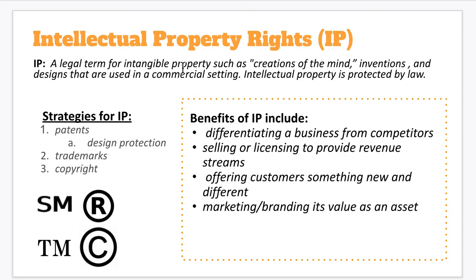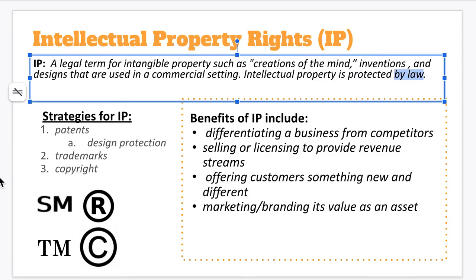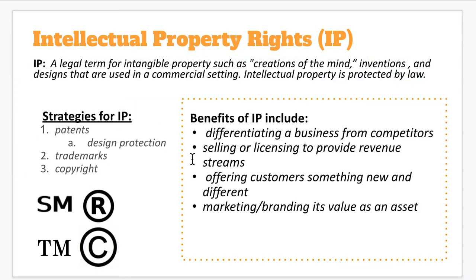The IB definition is that it's intangible property from the creation of the mind: inventions, designs, and it's protected by law. There are different types of protections and different types of them. We'll go over all of them.